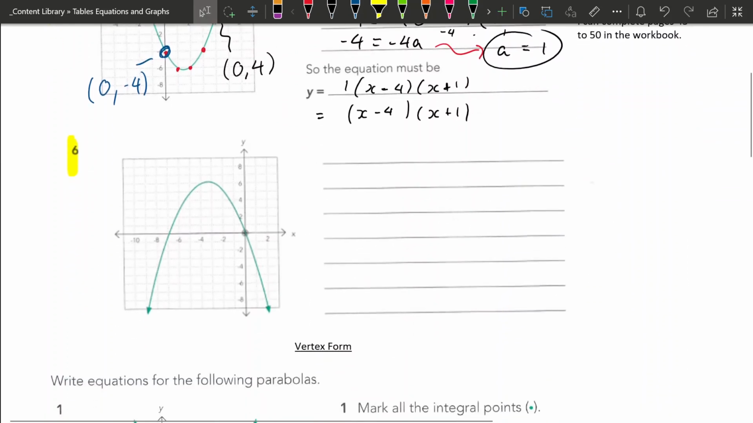Question 6 now. No help here. Let's solve it. So integral points. Any point that could be useful. You can see where it crosses. This is so resolution, it's hard to see. I apologize. But I think those are the ones we should care about. So those points there. Where does it cross the x-axis?